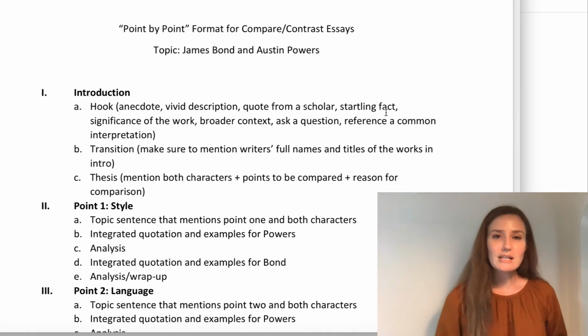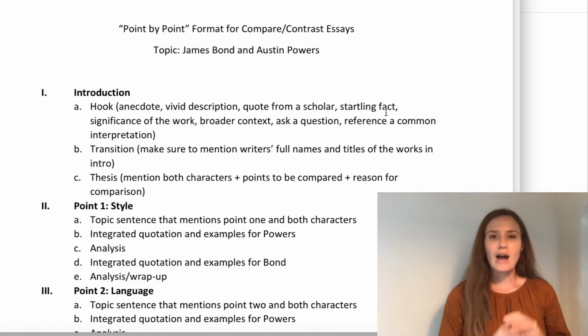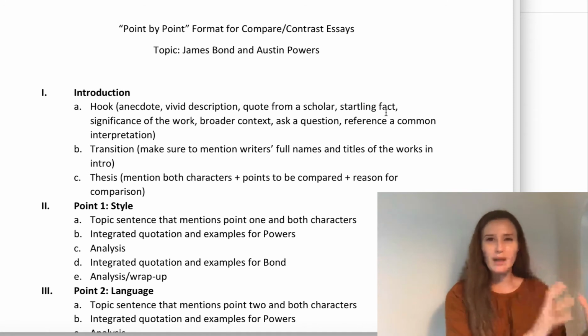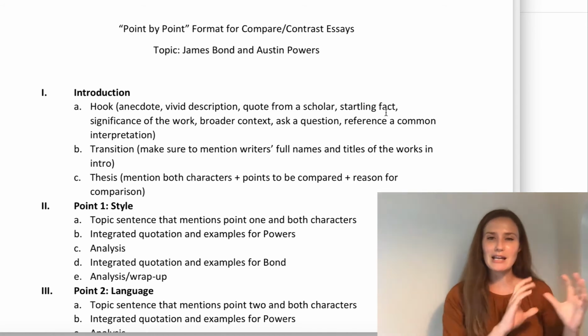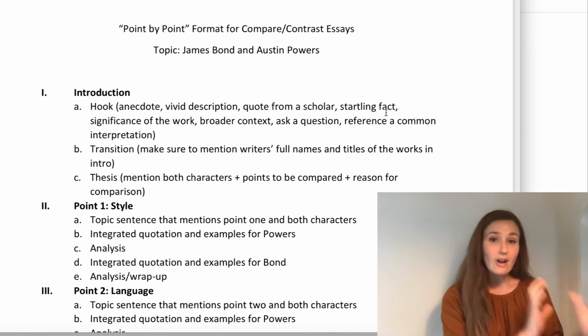So I want to focus on point-by-point format rather than block format, because block format tends to give you an essay that's not very complex. So before I explain point by point, let me explain block format so you know why you should not use block format in college level essays.